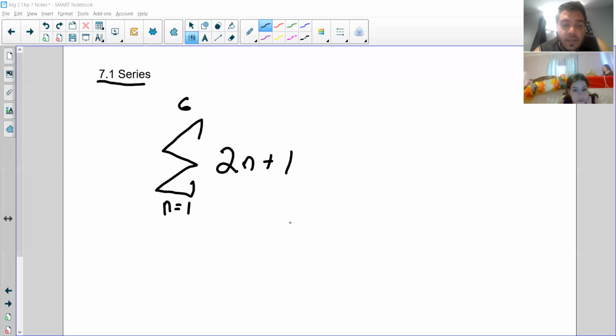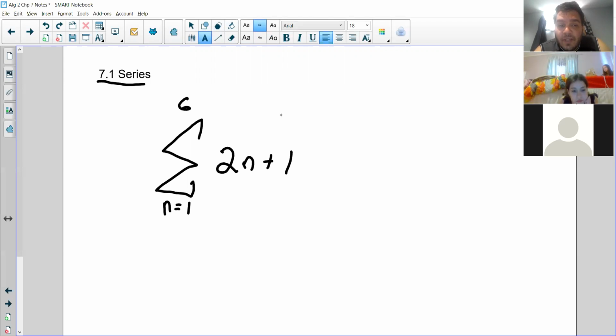So you're getting close. So here, what we're going to have is this is called summation notation. This is still in 7.1. Summation notation.